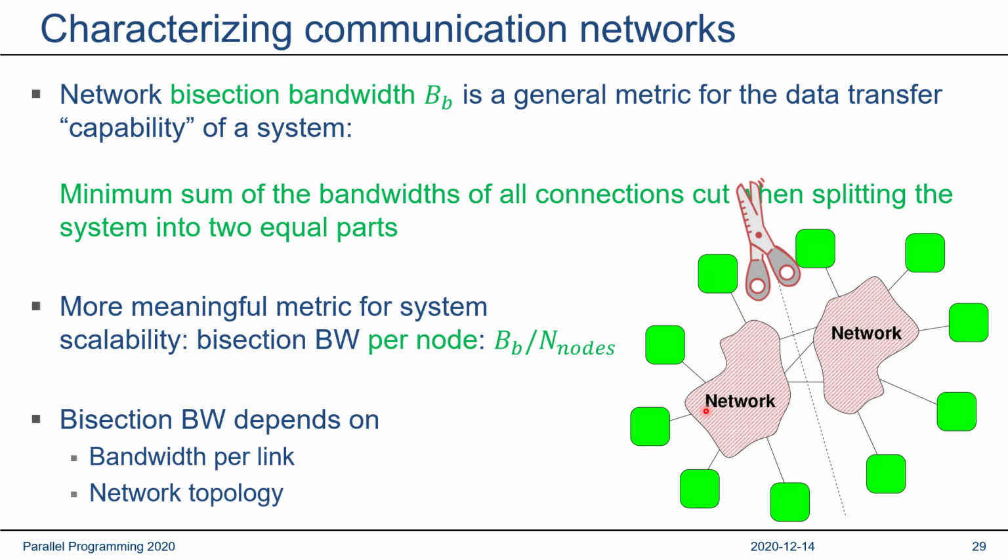And this is like the overall bisection bandwidth available to each node if everybody communicates with everybody. Of course, this bisection bandwidth number and also the bisection bandwidth per node depends on many things, especially the bandwidth per link. Naturally, if the bandwidth per network link goes up, so does the bisection bandwidth, and it also depends on the network topology. And what's more important, its scaling properties depend on the network topology, as you will see.